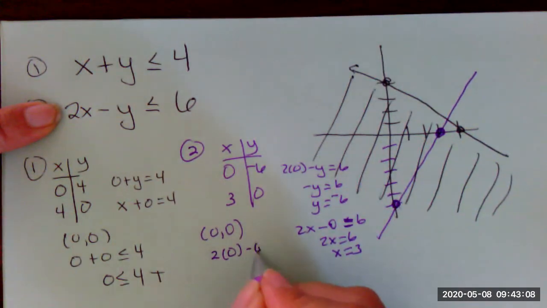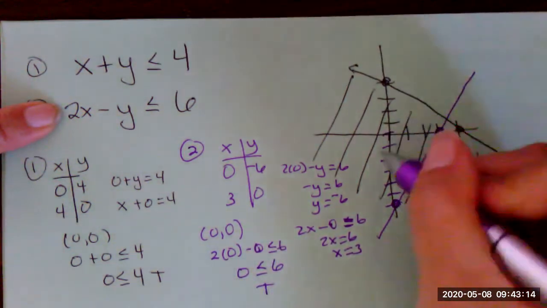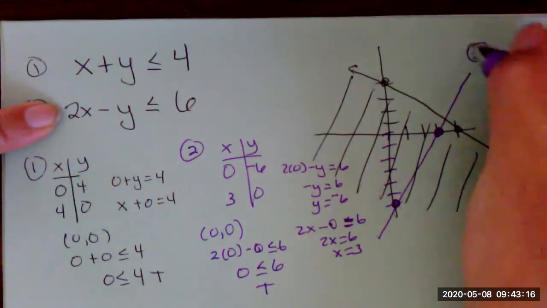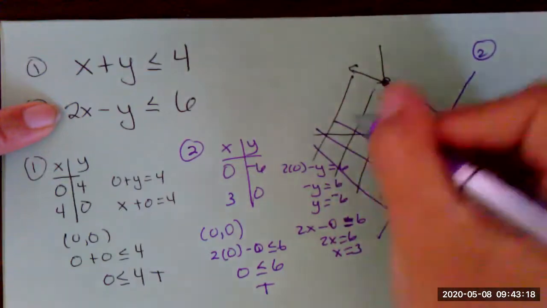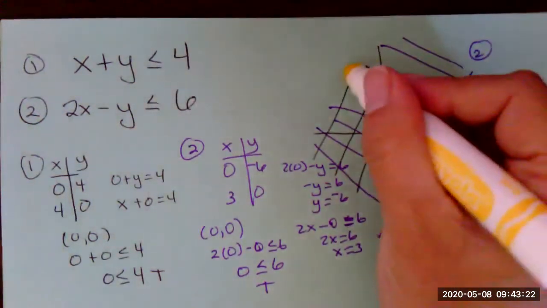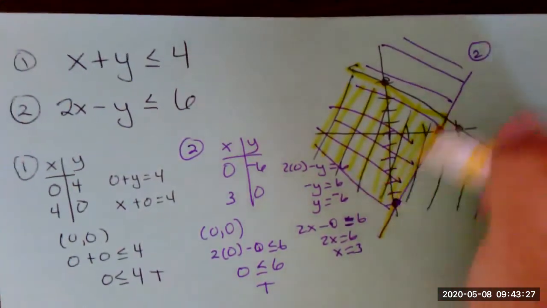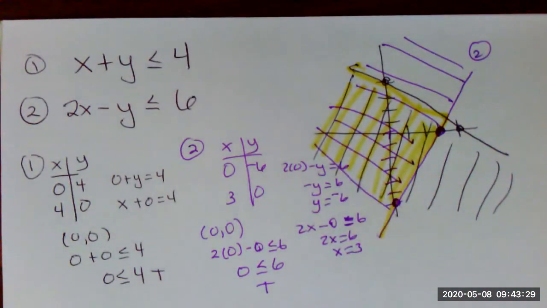So 0 is 0 less than or equal to 6. That is true. This is true over here. Remember, this was line number 2 that I graphed. And there we go. So this is the region. I've got to keep track of where my lines are. This is the region where they overlap. So that is my solution.